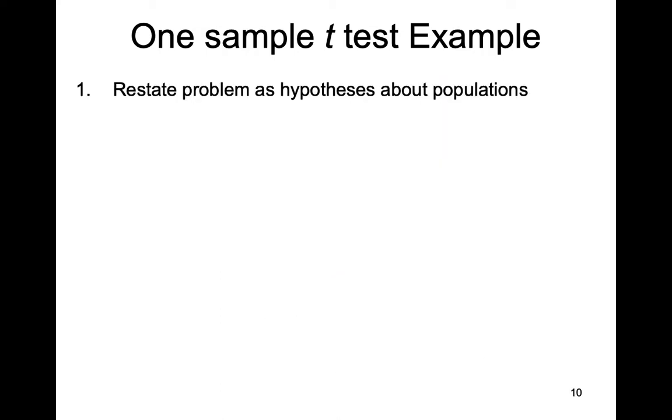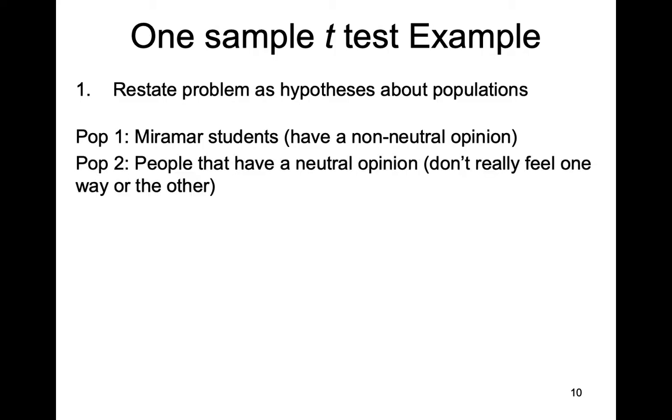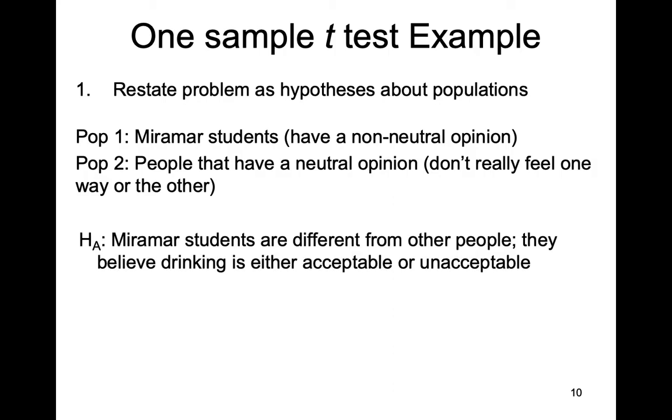So to restate, our first step with hypothesis testing is to restate the problem as hypotheses about populations. In keeping with the convention that population 1 is the treated population or the population that receives an intervention, we can think about population 1 here as being the population of interest. We somehow think that Miramar students are different than this null population. So by convention, they end up being population 1, whereas population 2 is the population that is associated with the null hypothesis. That is, they have a neutral opinion.